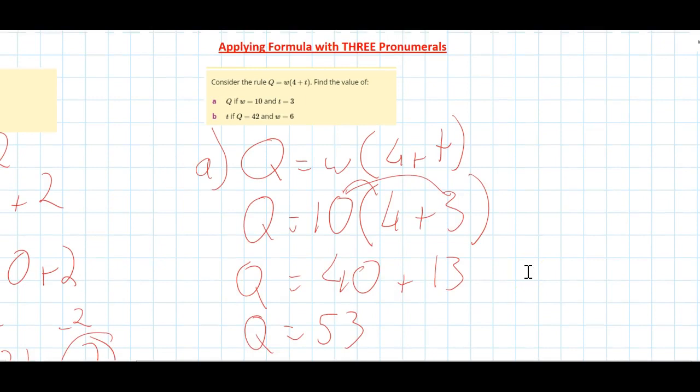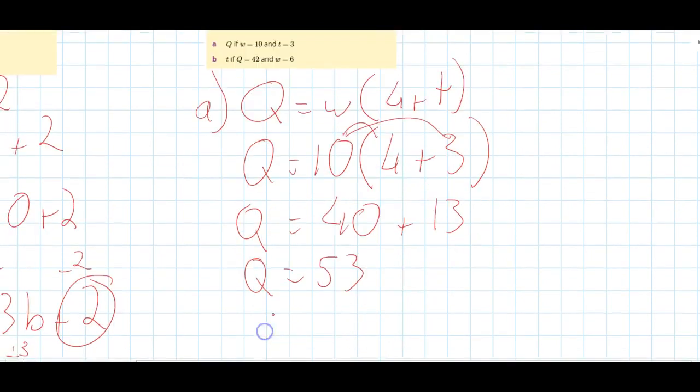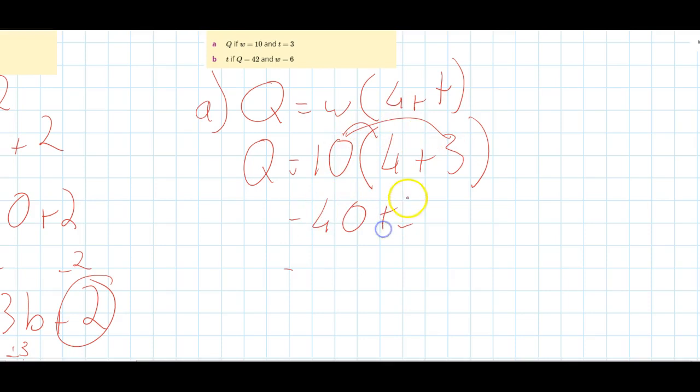I realize I've made a mistake there, so I'm going to go back to fix that error for you. Hopefully you've picked up on that error. Instead of 10 plus 3, it's actually 10 times 3. So really it is 40 plus 30, which means Q equals 70. So good pickup if you picked up on that.